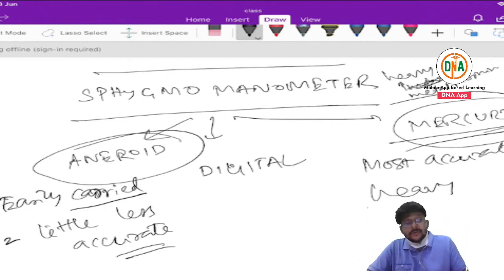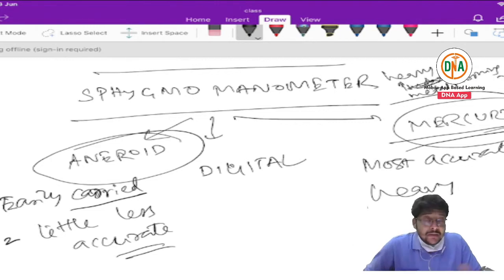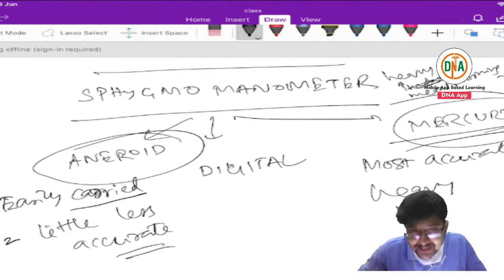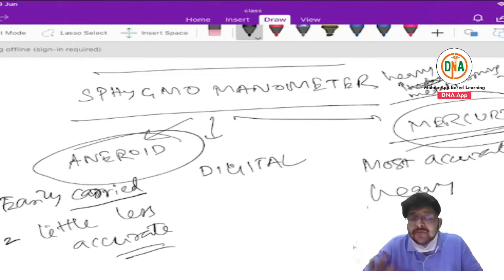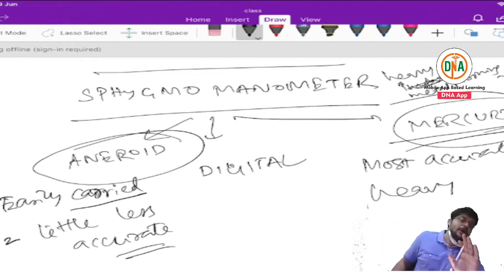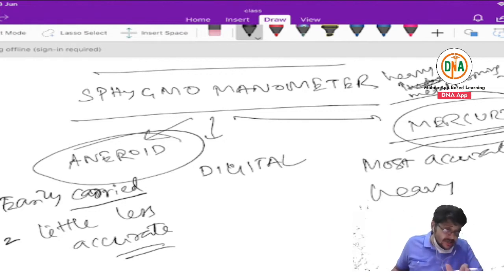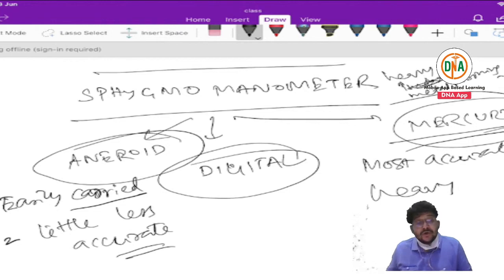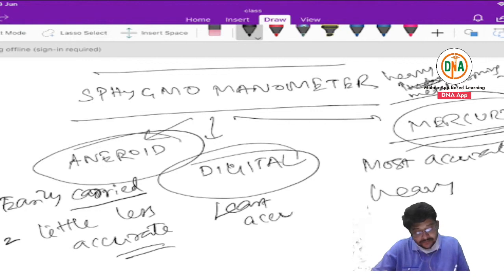What about the digital sphygmomanometer? The best thing about the digital sphygmomanometer is that you do not need to attend this class to learn how to measure BP if you have one. It is the easiest to use, but the most confusing. The values are not accurate, so the digital sphygmomanometer is the least accurate.